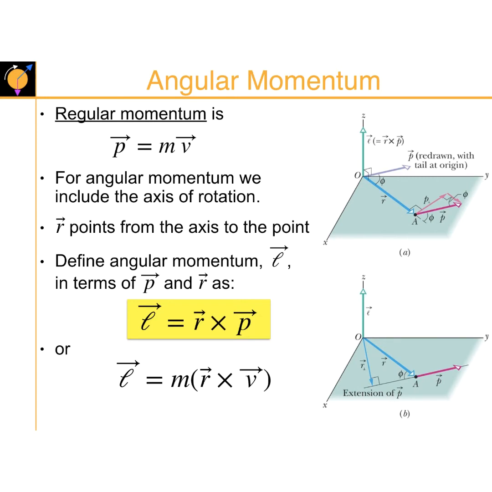For calculating these angular momenta, r points from the axis to the point, and we're going to find the angular momentum L. This is script L as a vector. It's going to be r cross p.